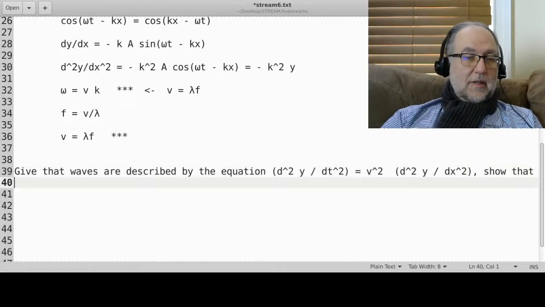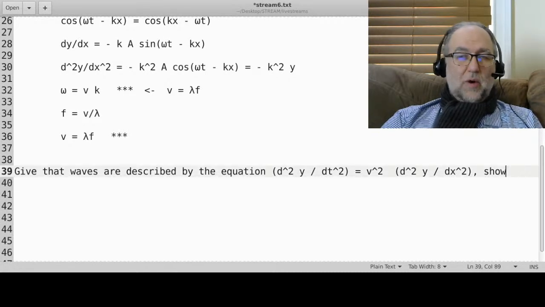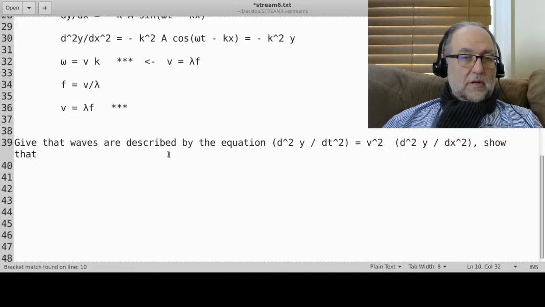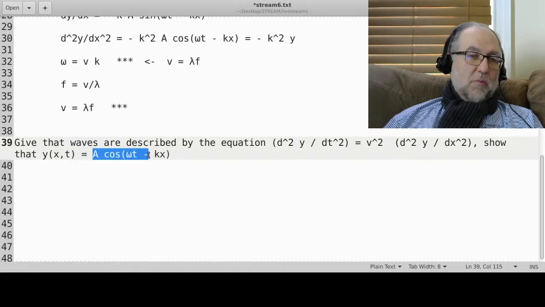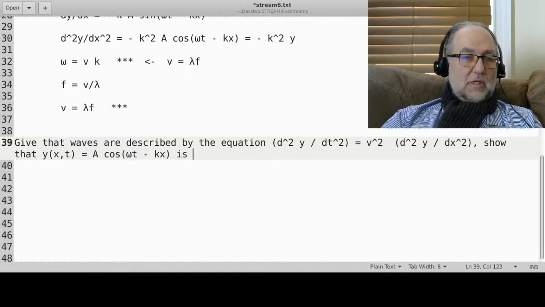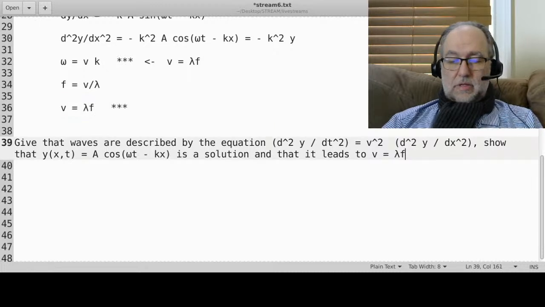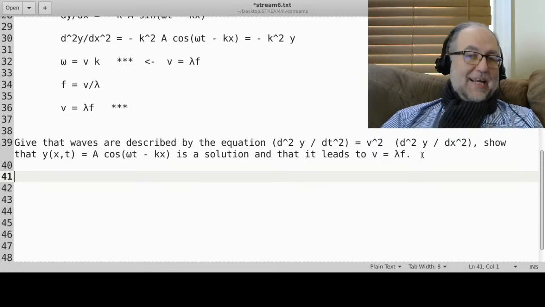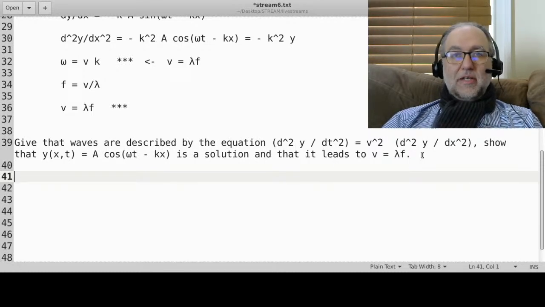Show that, well, I don't know if I'd say show, because it's multiple choice, but I would say show that this is a solution. I wouldn't do a show that, but I would say what is the first derivative of that, what is the second derivative of that, show that that is a solution, and that it leads to this equation right here. So that's roughly the kind of question. I would unpack that in terms of multiple choice questions, but that's the kind of question that you should be able to answer for the test.